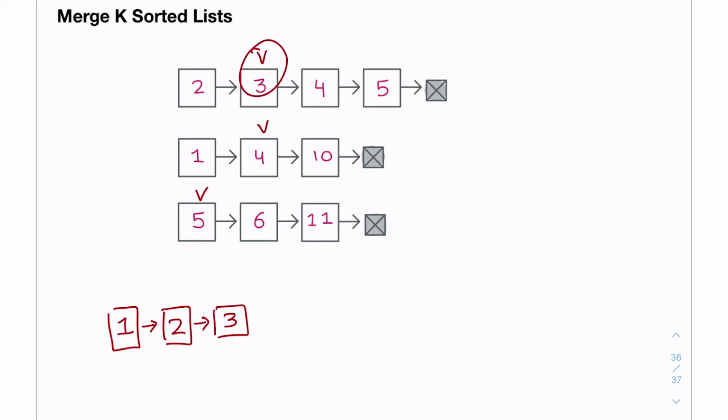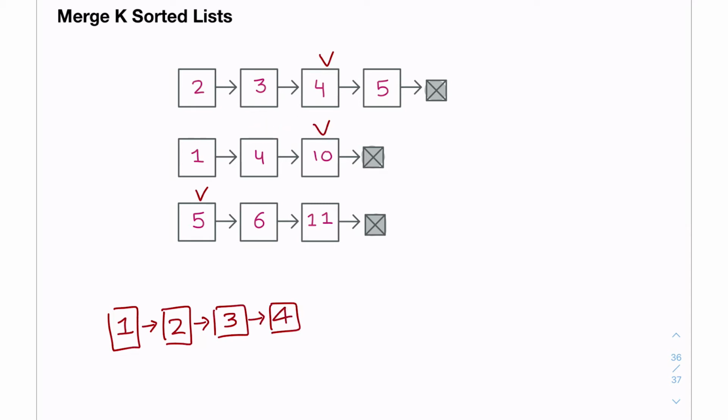So we'll increment this pointer to point to the next element. Right. Now we again have a tie here because we want to select the smallest element. We have 4, we have 4, we have 5. So we can choose either one. Let's say we choose this 4 that we have right here. So we'll add this to the new list and increment the pointer to the next element.